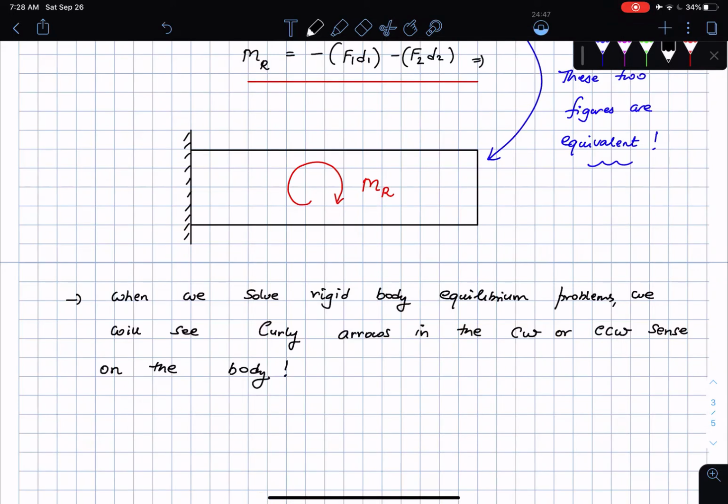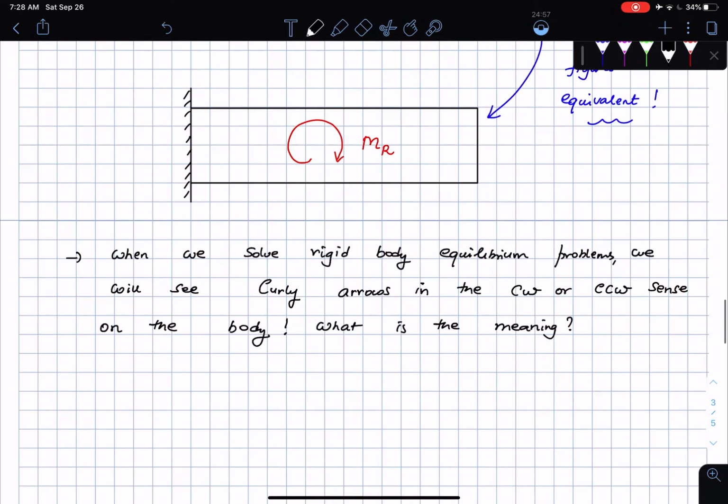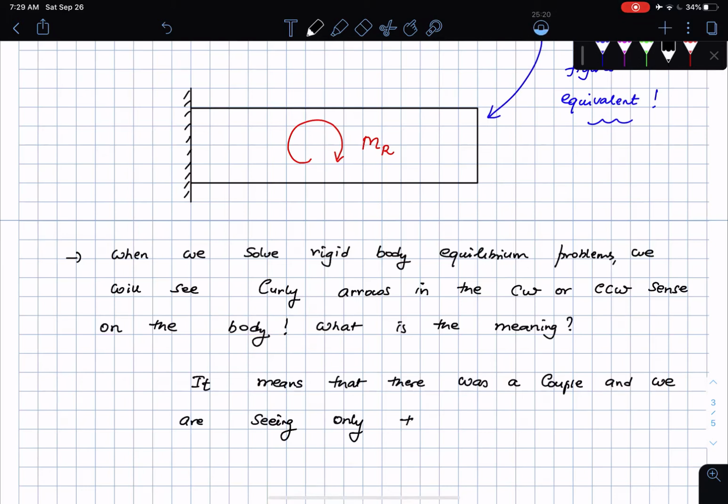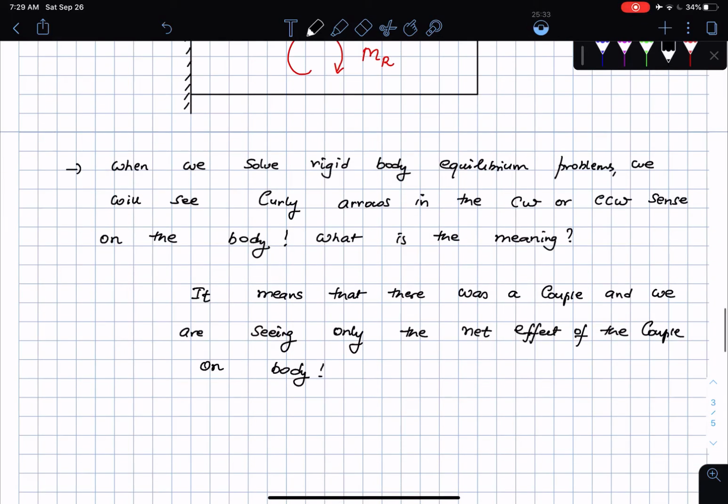And what is the meaning of this? Okay, it means that there was a couple moment, there was a couple, and we are seeing only the net effect of the couple on the body. Which means that somebody has already done the job for you.